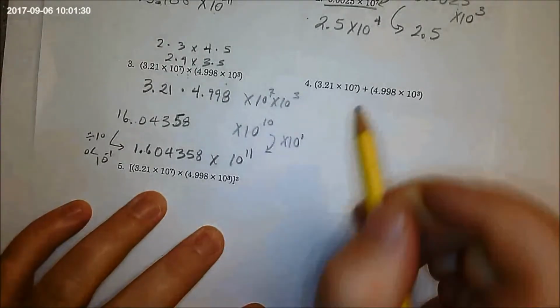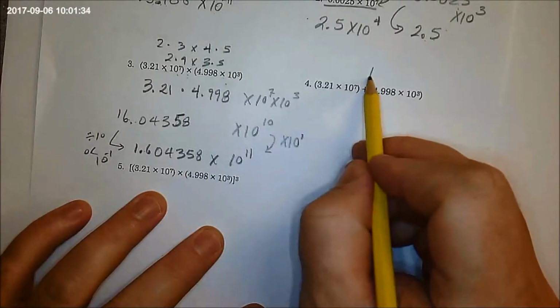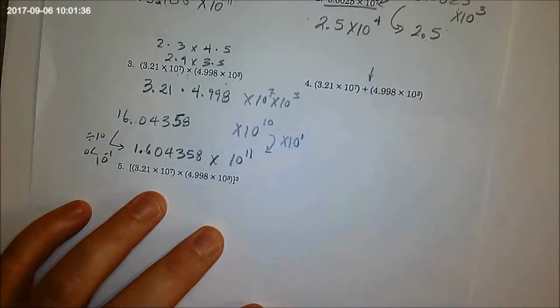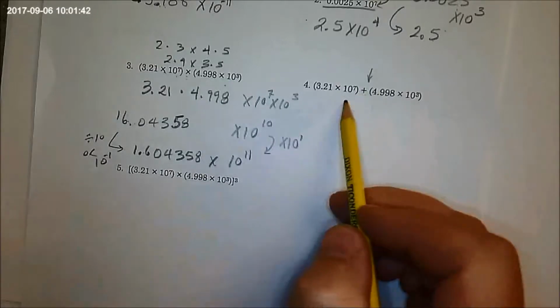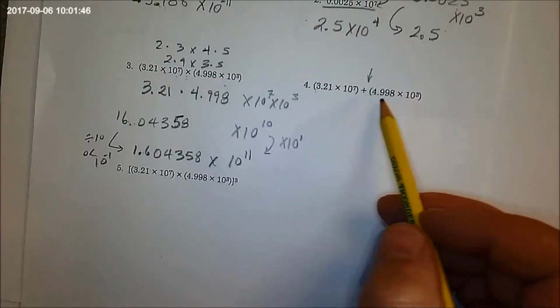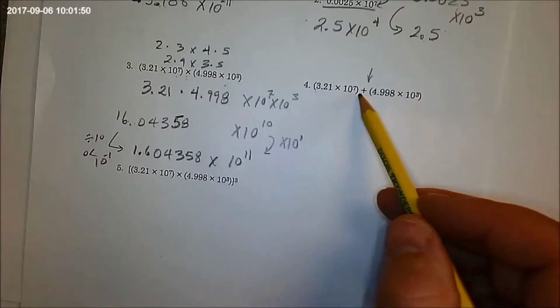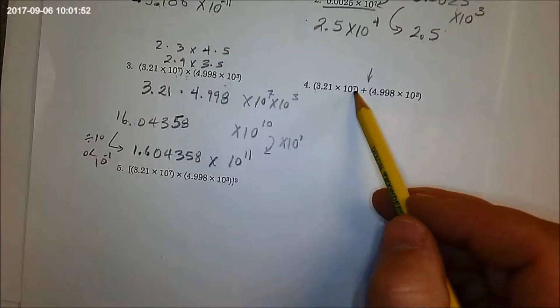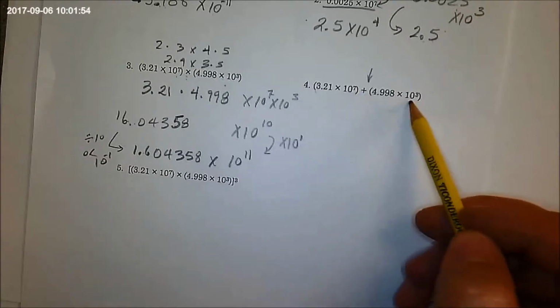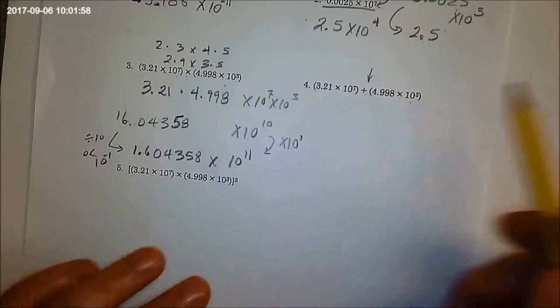Okay, Carlos, this one's different because it's addition, and the order of operations gets a little funky right here. So we could either write this whole number out and write this entire number out and then add them, or we could be smarter and make them the same base. So I could make this a base of 10 to the 3rd, or this one a 10 to the 7th. It doesn't matter. You get the same answer either way.